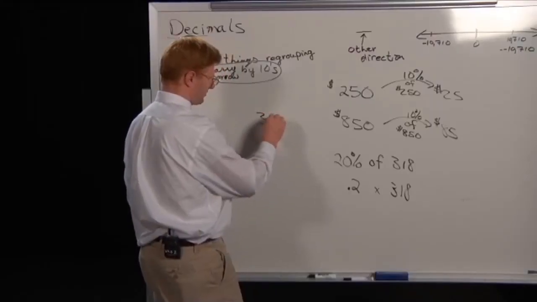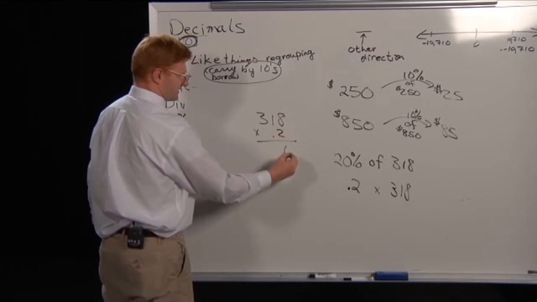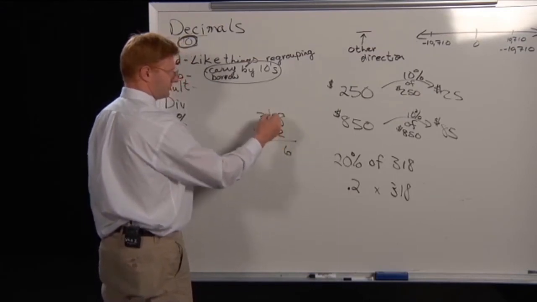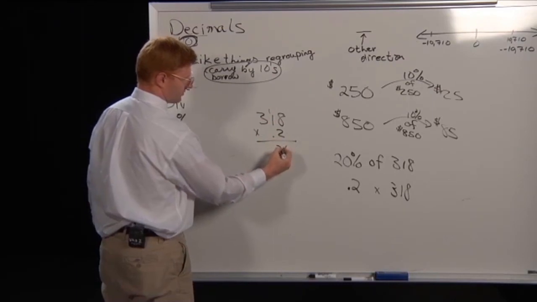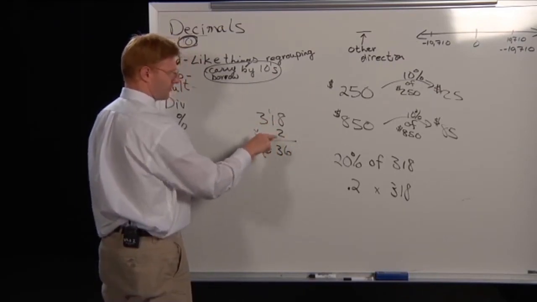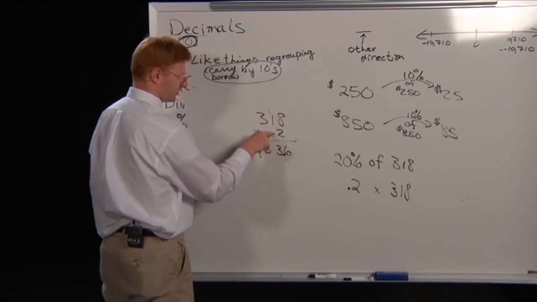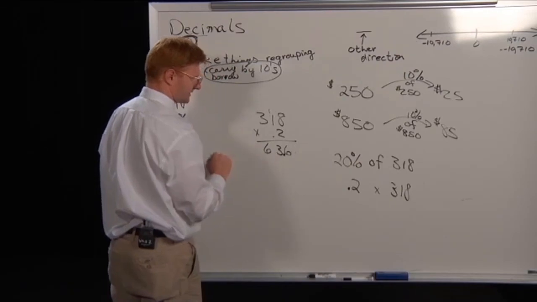Let's do it up here. 318 times 0.2. 2 times 8 is 16. 2 times 1 is 2, plus the 1 is 3. 2 times 3 is 6. We have 1 decimal place. So 20% of 318 is 63.6. All right, let's finish up this section with some examples of percents.